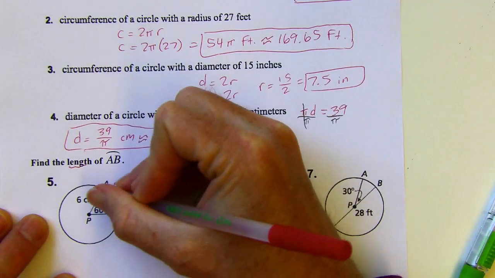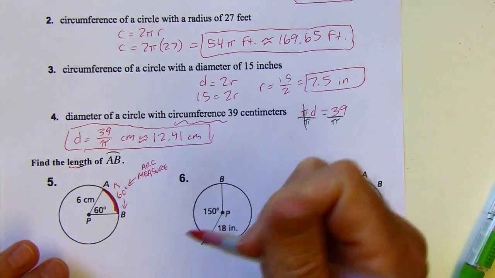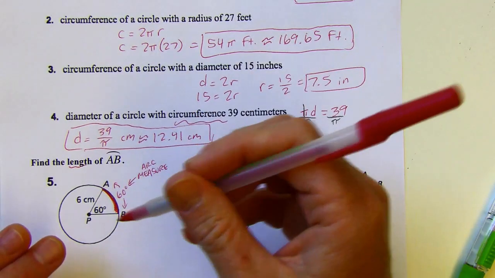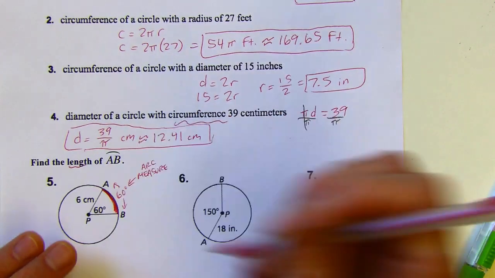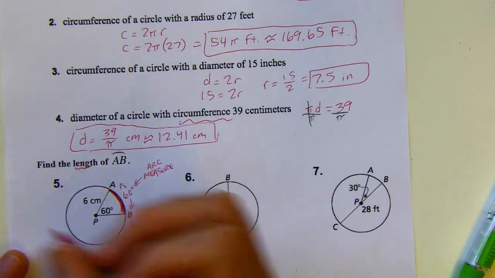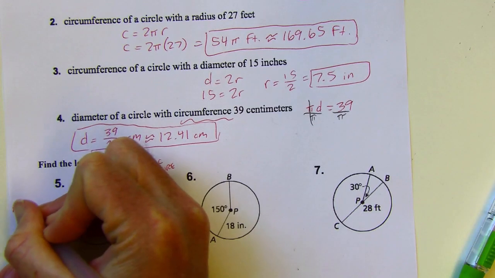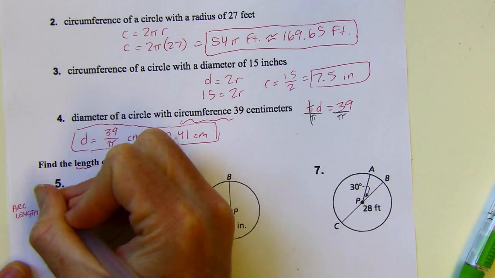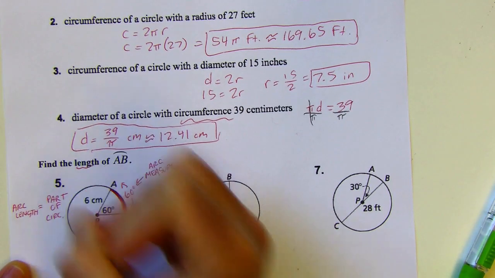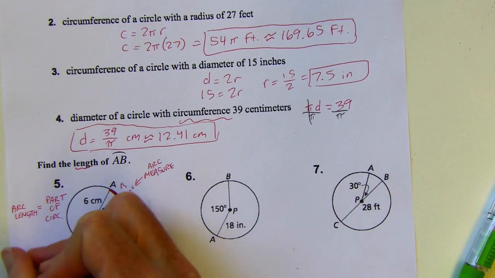So if you think about this as a pizza, it's how long is that piece of crust? That piece of crust takes 60 degrees out of the circle, but you could flatten out the piece of crust and measure it with a ruler, and it's going to be some amount of centimeters. So I'm looking for part of the circumference. So my arc length is going to be part of the circumference.